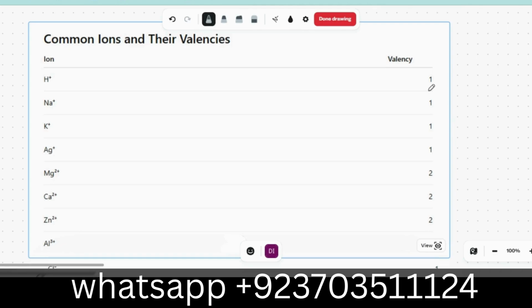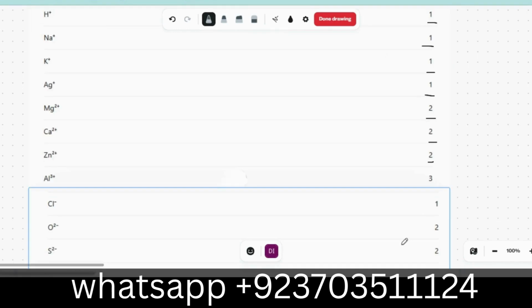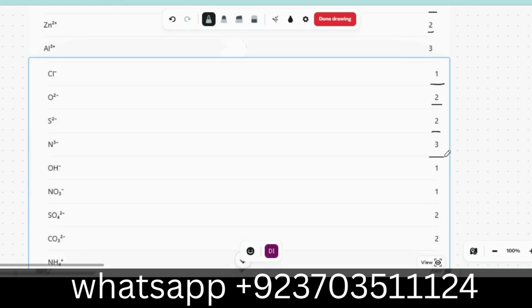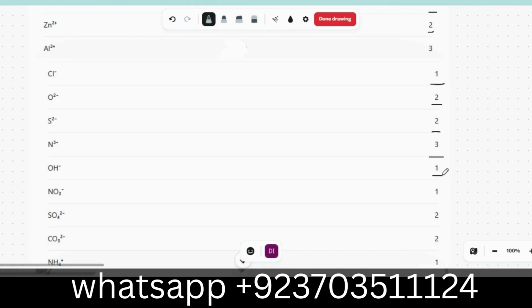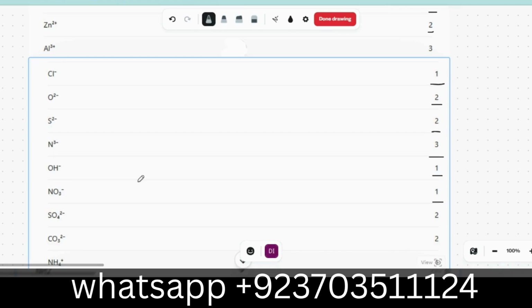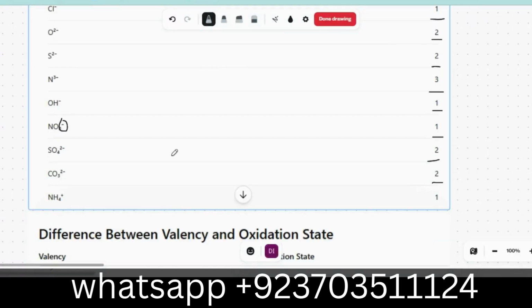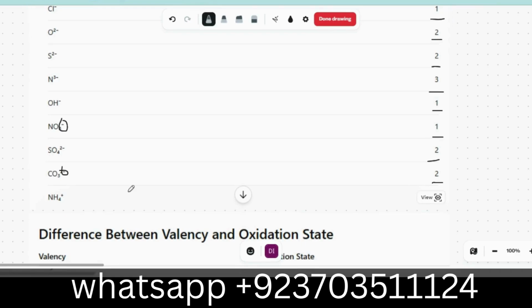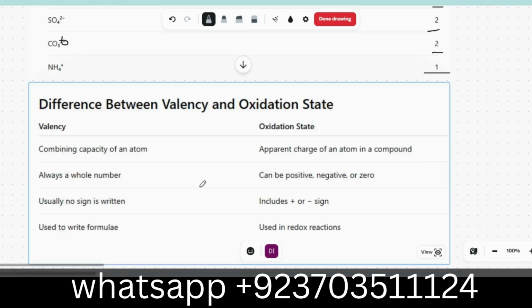Hydrogen plus has a valency of 1, sodium plus 1, potassium 1, Ag 1, magnesium 2, calcium 2, zinc 2, aluminum 3, chlorine minus 1, oxygen 2, sulfur 2. OH minus means 1, NO3 minus 1, that depends on the charge, which is minus 1. Sulfate has a minus 2 charge, so it is 2. Carbonate also has a minus 2 charge, so it has two valency, and ammonium has one.